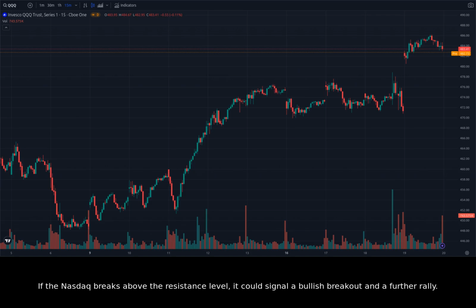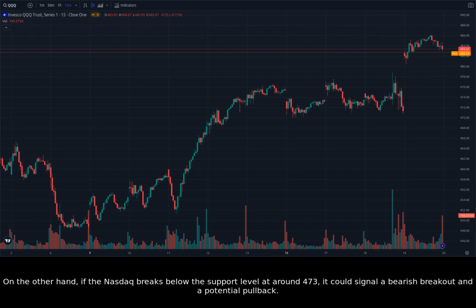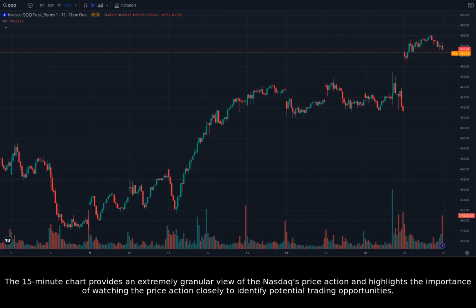If the Nasdaq breaks above the resistance level, it could signal a bullish breakout and a further rally. On the other hand, if the Nasdaq breaks below the support level at around 473, it could signal a bearish breakout and a potential pullback. The 15-minute chart provides an extremely granular view of the Nasdaq's price action and highlights the importance of watching the price action closely to identify potential trading opportunities.